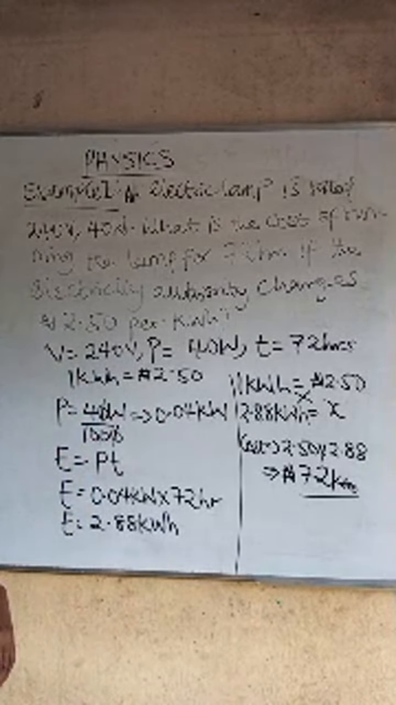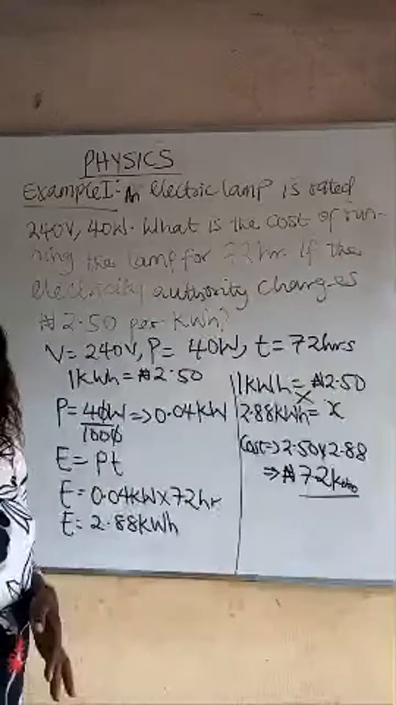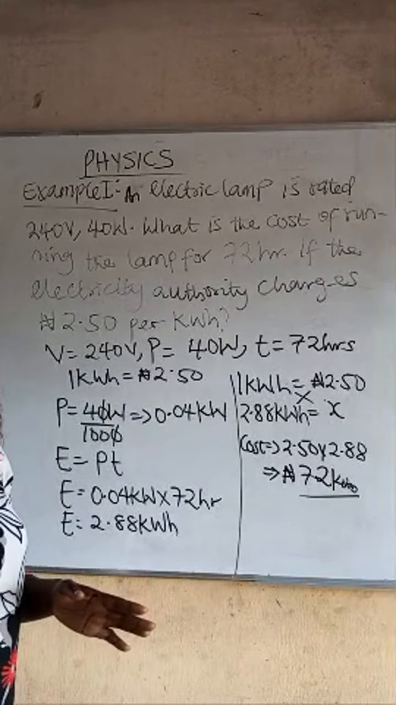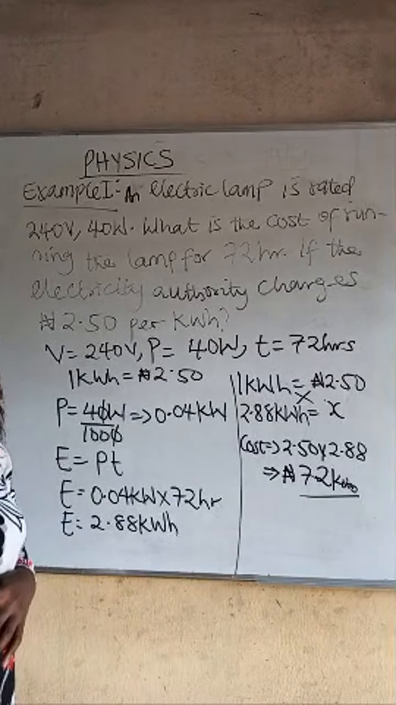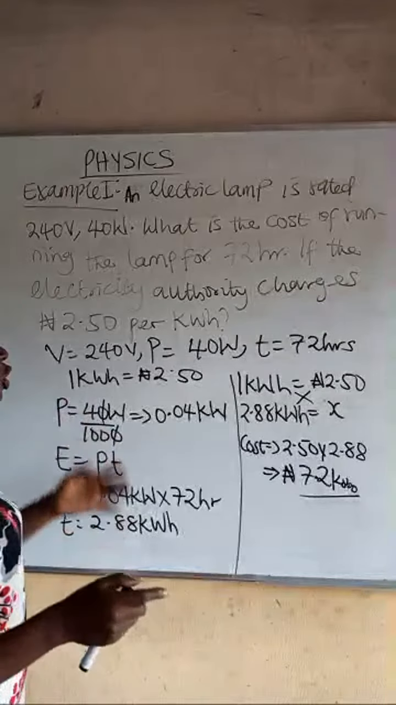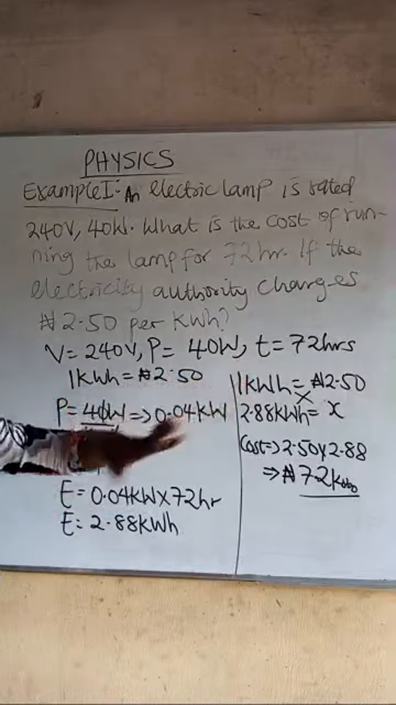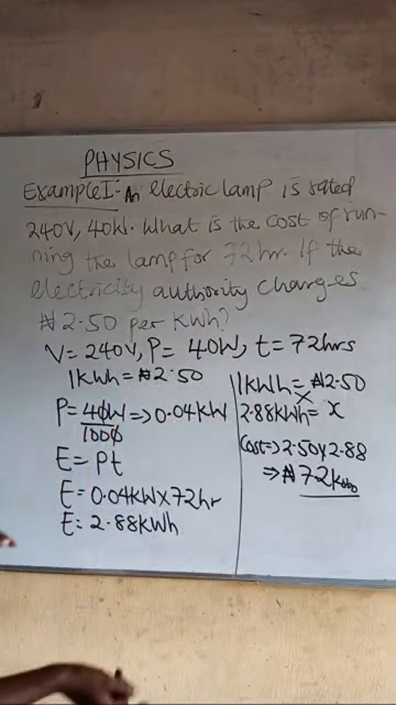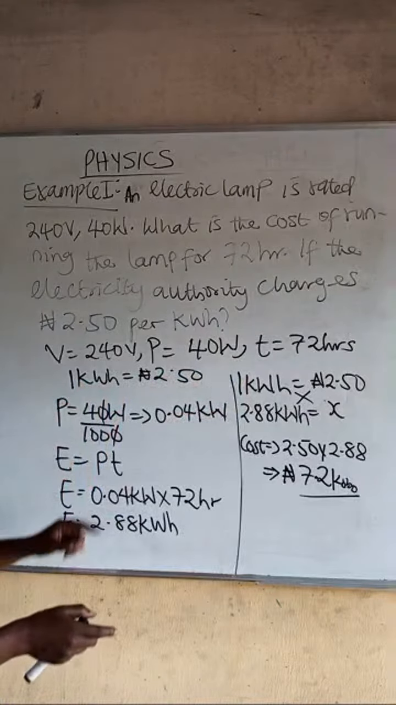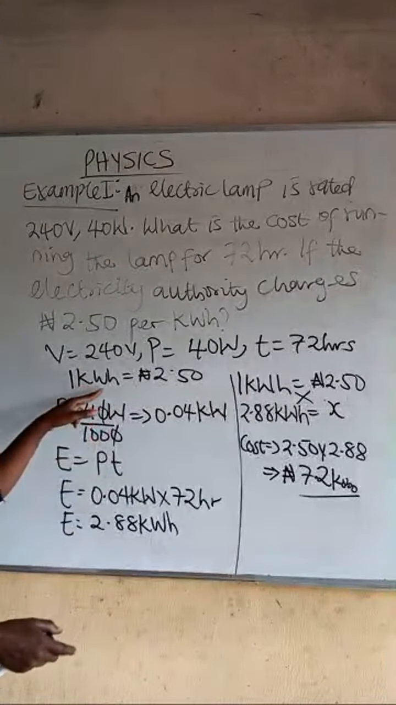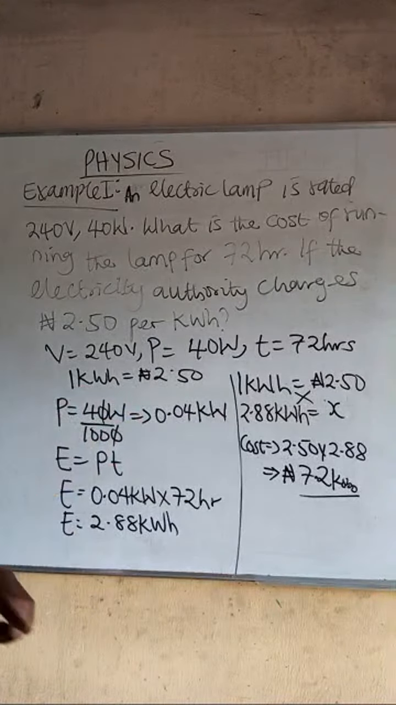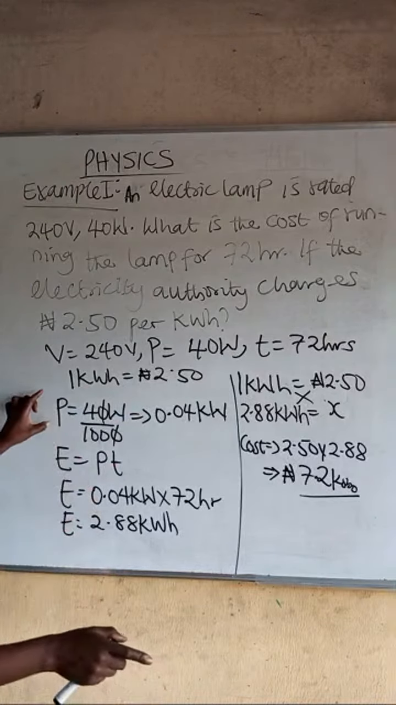And I told you that in this concept, our time is now in hours, so we don't need to convert it to seconds. We just leave it at 72 hours. But from the question, they gave us a cost: 1 kilowatt hour costs 2 naira 50 kobo. The first step is for us to find the power.